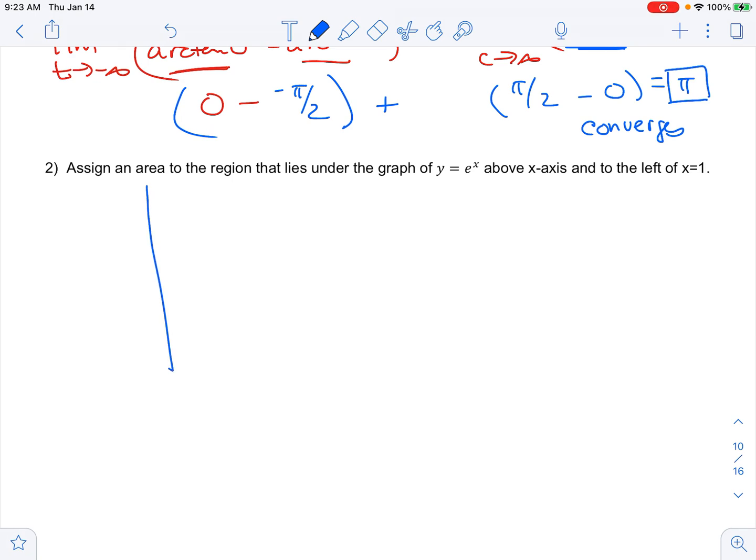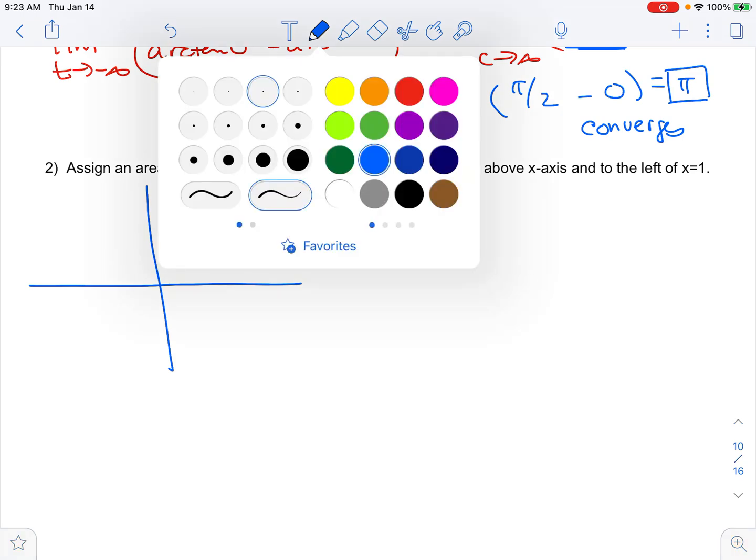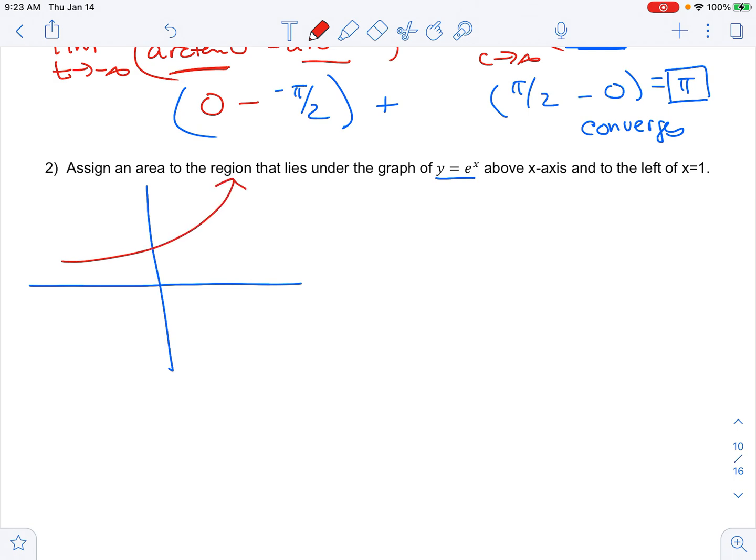Let's get one last one here. Let's try to figure out the area, if it's possible, of the function y equals e to the x, and e to the x is an exponential that looks something like this. We want to be above the x-axis and to the left of 1. So really, we're looking for this area here, if we can find the area.